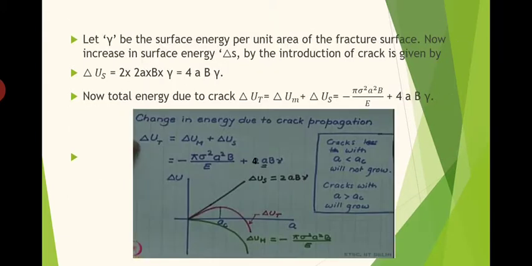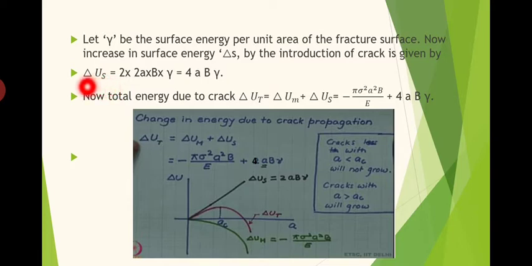Okay, so let gamma be the surface energy per unit area. To get the total surface energy, we multiply gamma by the area of the two surfaces of the crack, per unit area of the fracture surface. Now the increase in surface energy, delta S, by the introduction of the crack is given by delta U surface.